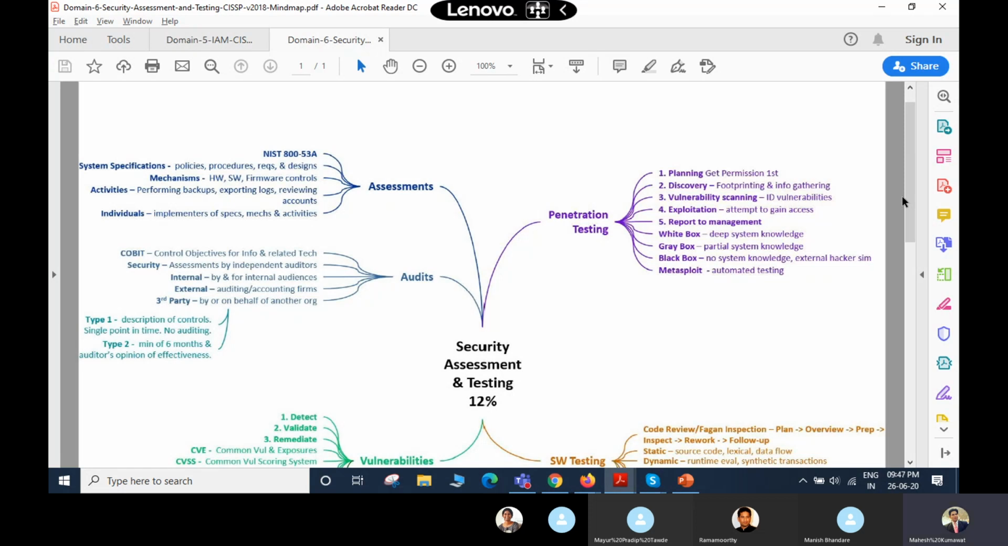Sometimes you need to go for automated testing. You need to run specific tools like Nessus and OpenVAS, and everything will be in front of you.